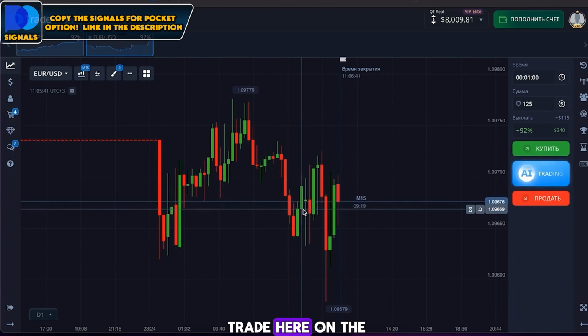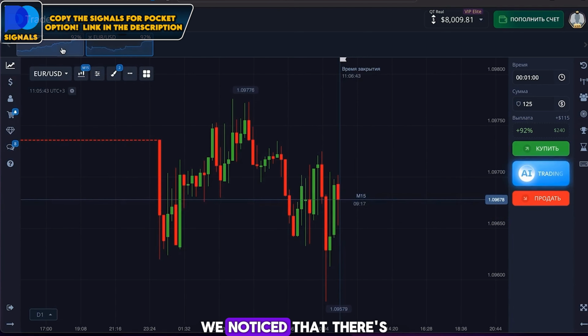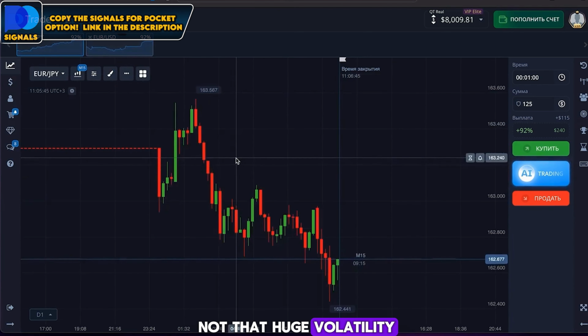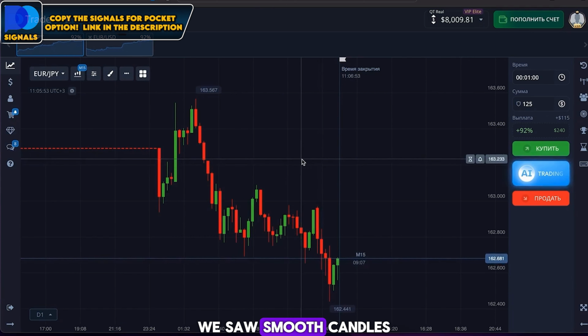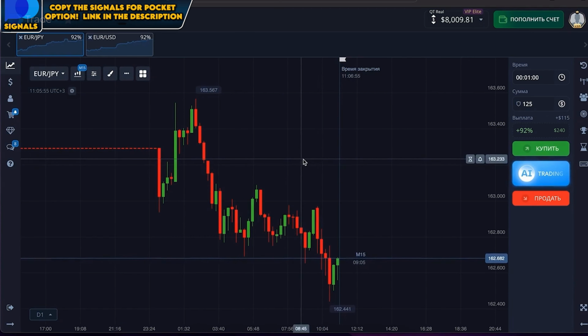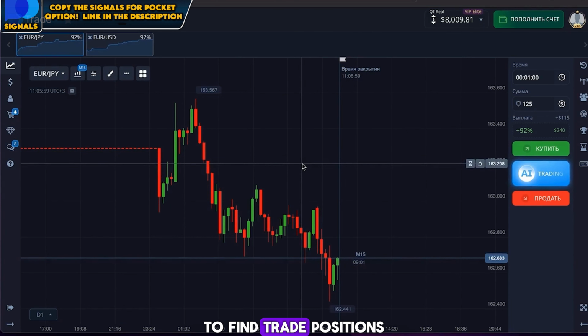So how do we trade here? On the 15-minute interval, we notice that there's not that huge volatility, no sharp pullbacks. The candles are moving smoothly and we can see a downward trend. The price stopped and turned around. Now switch to the 1-minute interval to find trade positions.